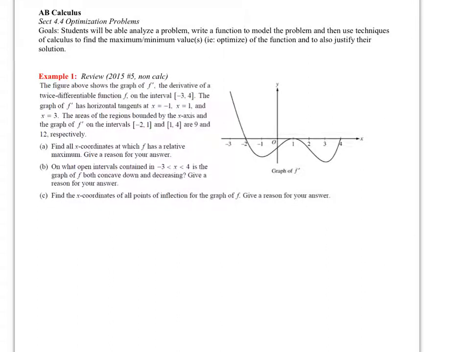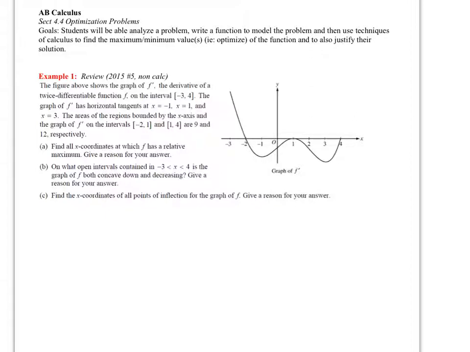Okay, section 4.4, optimization problems. Goals are listed. You can read those on your own time. Looking at the graph to the right here, for example 1, you'll see that this is a graph of f prime. So each of the output values are the slope of the graph for f.